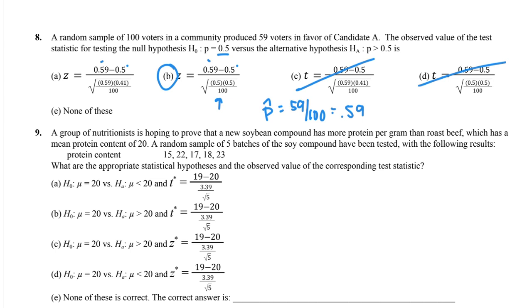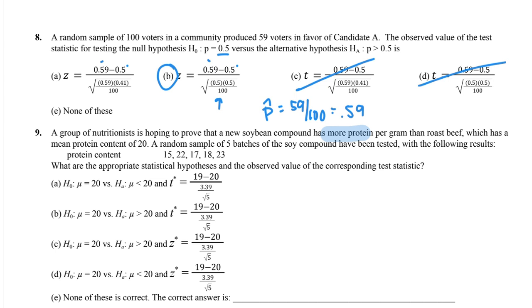All right, number 9 says a group of nutritionists is hoping to prove that the new soybean compound has more protein per gram than roast beef, which has mean protein content of 20. Random sample of 5 batches of soy compound have been tested with these results. What's the appropriate statistical hypotheses?